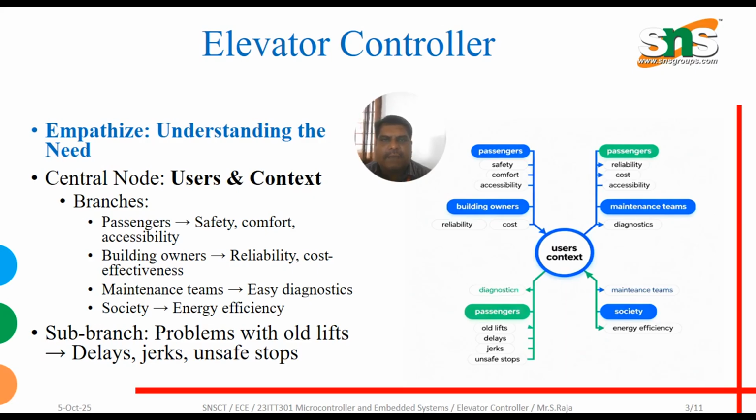For example, if you want to operate the lift, every day so much current is being consumed, so how can we use that current in an efficient way? That is very, very important. So first we have to take the previous problems where old lifts were used: passengers using old lifts faced delays in lift operation, jerks in lift operation, and unsafe stops without the knowledge of humans, and how they stopped and how the door opened. All that must be considered before going for the elevator controller. Next, we have to minimize the energy usage in this elevator controller.